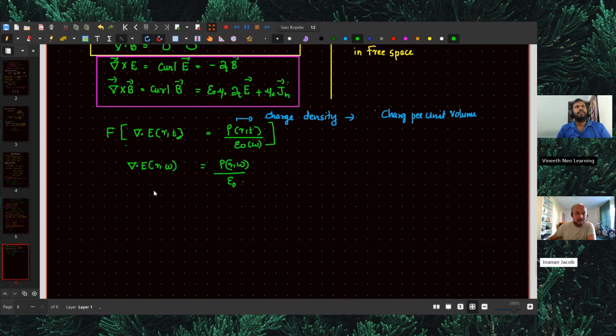Let's discuss the second, the curl equations. In the curl equations, there are time derivatives, so Fourier transforms can be applied. Is that the idea? Yeah.